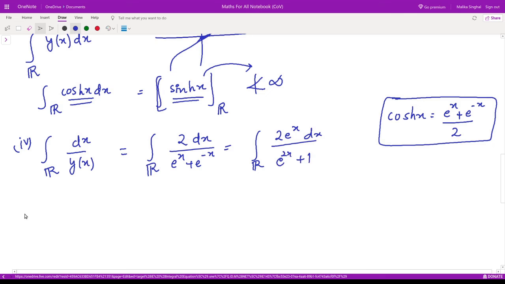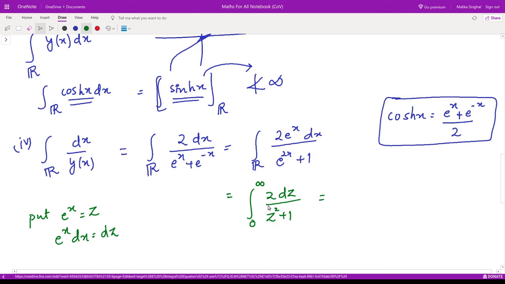right? So now we can substitute here. We can put e to the power x as some other variable z, so that e to the power x dx would become dz. Now the limits also change. Earlier the limits were from minus infinity to infinity. Now the limits start from 0 and end at infinity. You can check that. So it would be 2 dz divided by z square plus 1.